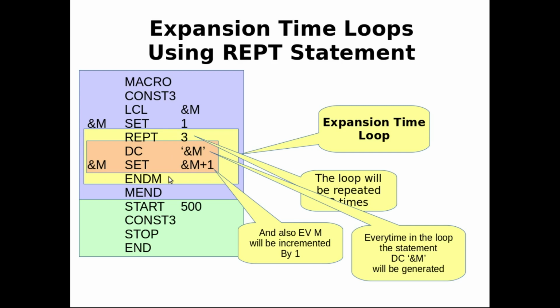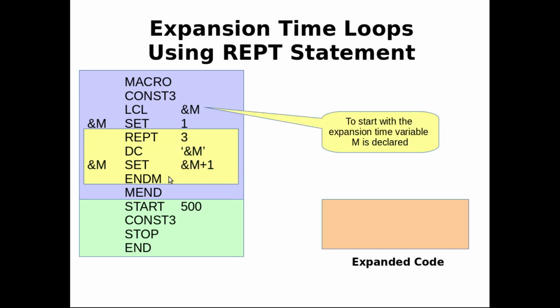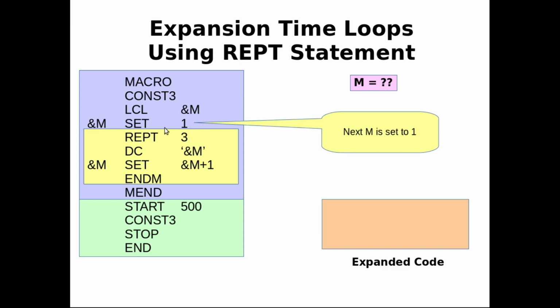So let us try to perform the macro expansion for this. To start with, we declare a local expansion time variable m. So when we process this statement, the variable will be declared. It's currently not initialized. Next, for the next statement, we will initialize m to 1. Next, we will execute the expansion time loops, which will be repeated 3 number of times.